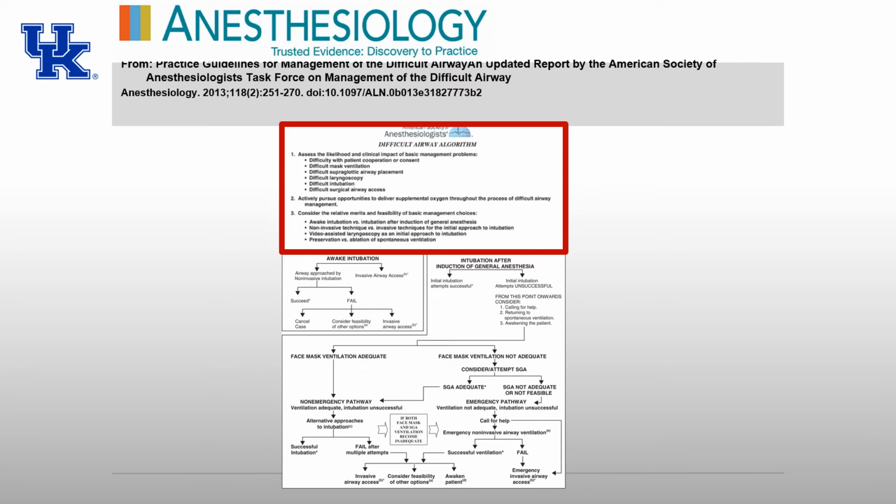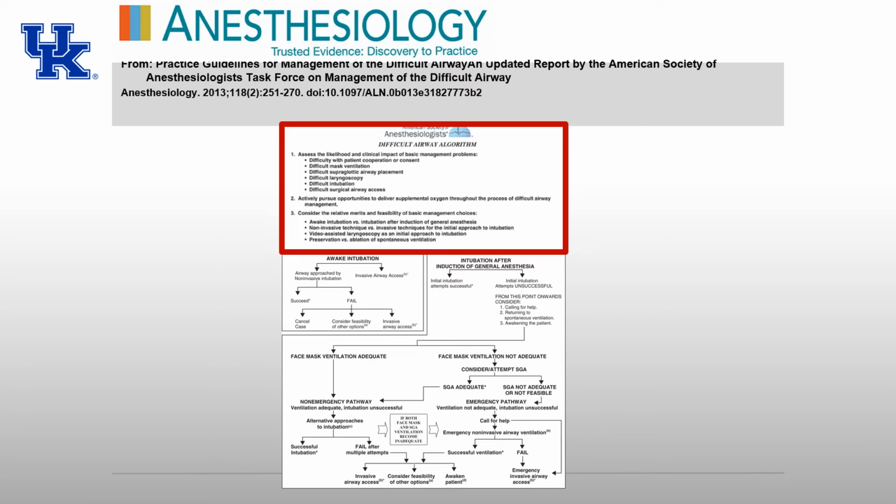Is there going to be difficulty with mask ventilation? Does this patient have really bad sleep apnea, large tonsils, a thick neck, an anterior mediastinal mass, something that you think is going to make mask ventilation difficult? Is placement of a supraglottic airway going to be difficult? Is laryngoscopy going to be difficult? Is intubation going to be difficult? And then finally, the last step is surgical airway access. Is that going to be difficult? Again, we don't really want to get to this step, but it's better to think about it beforehand than to get to this step and realize that you can't establish a surgical airway.